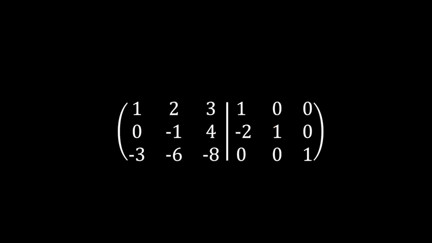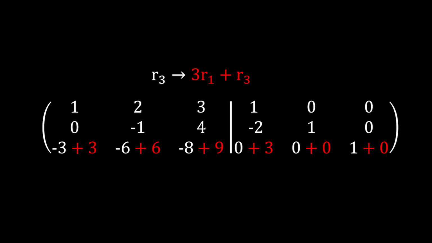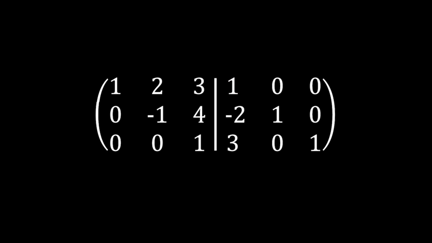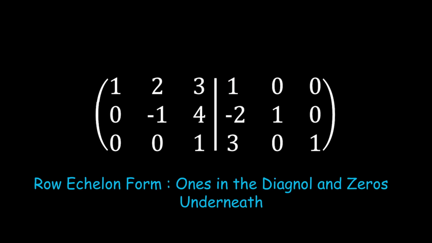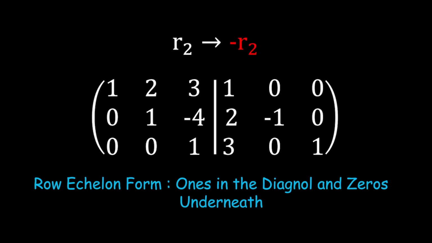Next, we should probably get rid of that -3. So what we're going to do is multiply row 1 by 3 and then add it to row 3. Now we're very close to row echelon form. What I'm going to do is take row 2 and multiply it by -1. This will give me a diagonal of 1s.